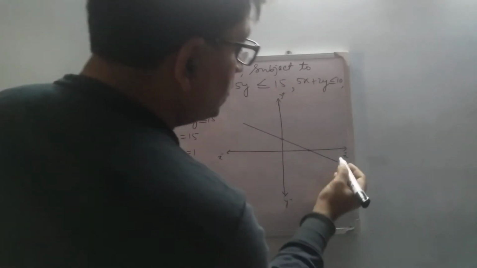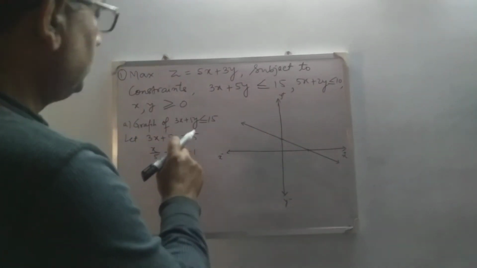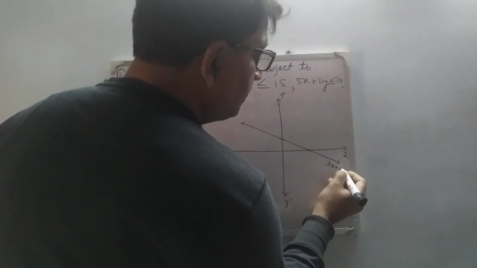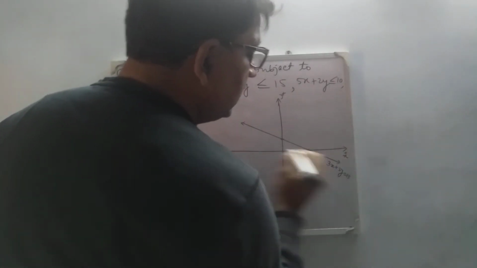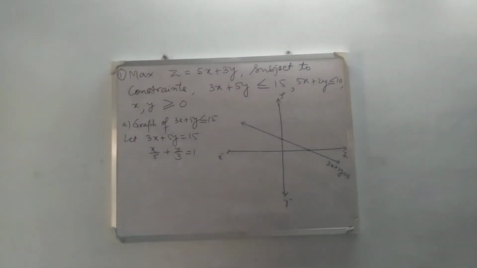And you will find the shape of the line is like this. This is the shape of the line. So this is your graph, the graph for the equation 3x plus 5y is equal to 15. So you must write here the equation whose graph is this: 3x plus 5y is equal to 15.